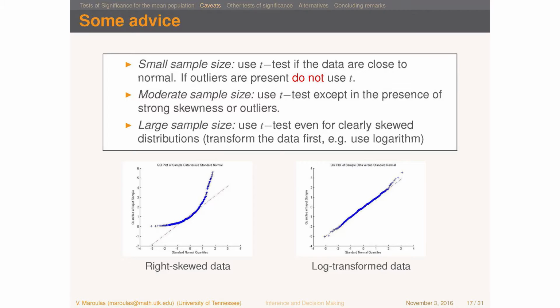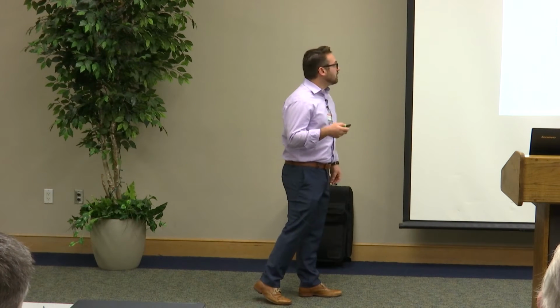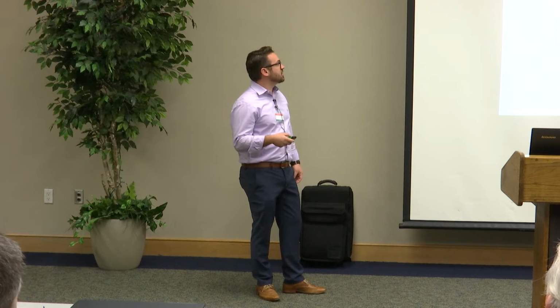So some advice is the following. If you have a small sample size, you could use the t-test if the data are close to normal. But if outliers are present, do not use the t-test. Then if you come down to a moderate sample size, what is a moderate sample size? I leave that up to you to decide, 16, 17, 20, 30, something of that sort. Then you could use the t-test except in the presence of strong skewness or outliers. And if you have a large sample size, you can use the t-test even for clearly skewed distributions.